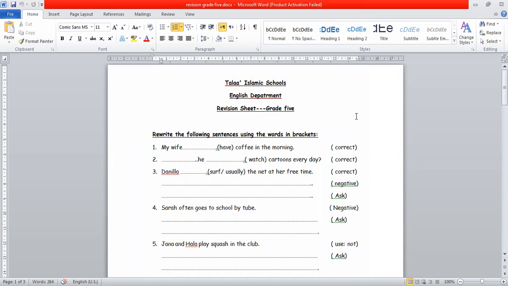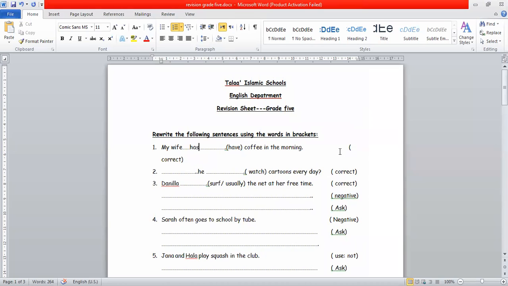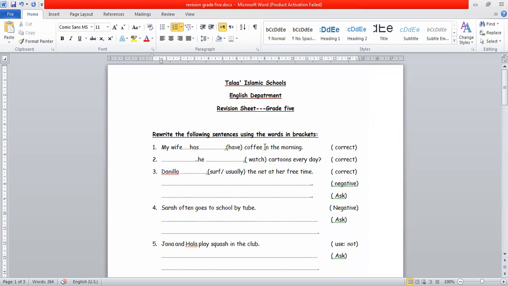Boys and girls, is this correct or not correct? No, it is not correct. Who can tell me the correct answer? Malak, yalla Malak. My wife has coffee in the morning. In the morning, present simple. Very good. My wife has coffee in the morning because in the morning is present simple. So we write P.S. So this is present simple tense.